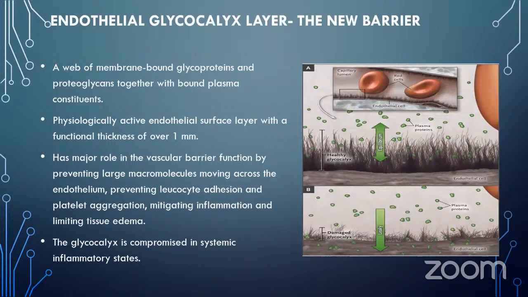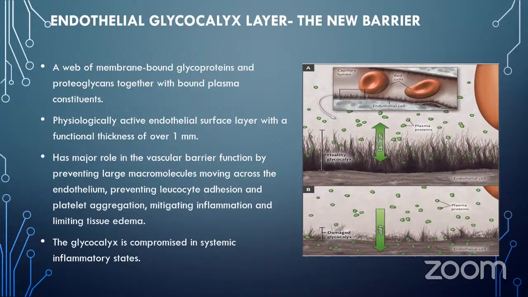Coming to the other most important physiological aspect, that is the endothelial glycocalyx. People probably 10 to 15 years back looked at fluid resuscitation purely based on oncotic pressure and hydrostatic pressure. They used to think that there should be a fine balance between the oncotic pressure and the hydrostatic pressure for the fluid to remain in the intravascular volume. But this entire concept was debunked by a nice physiological finding, that is the endothelial glycocalyx layer, which is a new barrier.